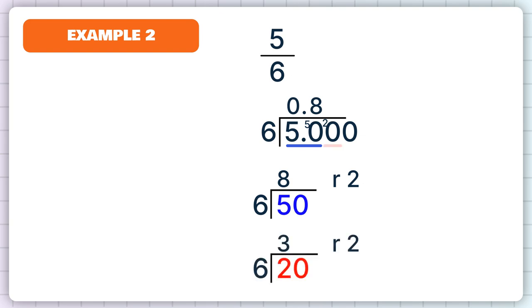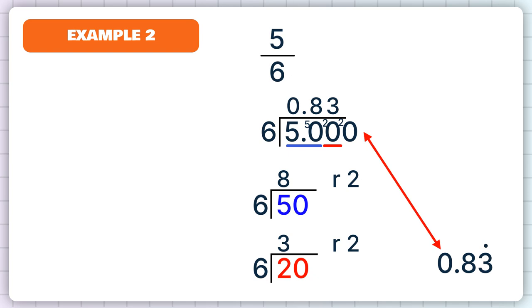6 goes into 20 3 times, leaving a remainder of 2. Therefore, 3 is the value of the hundredths column. Repeat the process with the remainder 2, which brings down to 20 again, resulting in 0.8333 or 0.83 recurring.